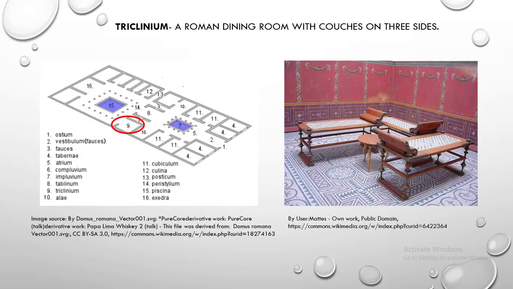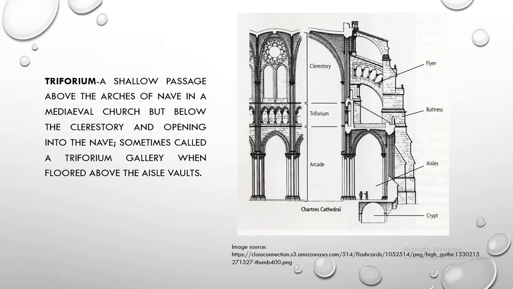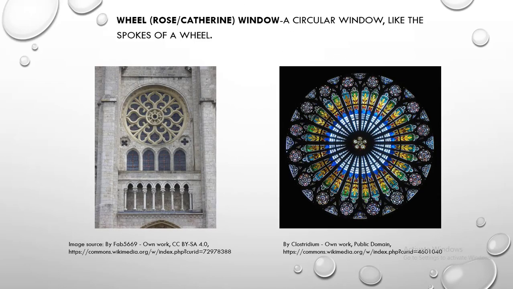Triclinium. Triclinium is a Roman dining room with couches on 3 sides. Triforium. Triforium is a shallow passage above the arches of nave in a medieval church but below the clerestory and opening into the nave, sometimes called a triforium gallery when floored above the aisle vaults. Rose or wheel or Catherine window. Wheel or rose or Catherine window is a circular window, like the spokes of a wheel.